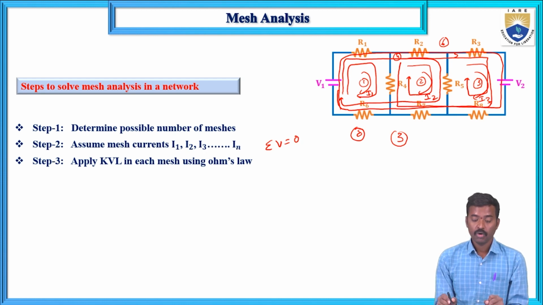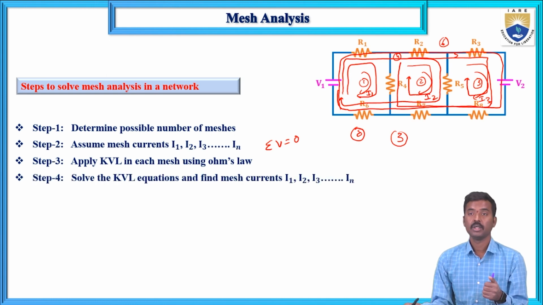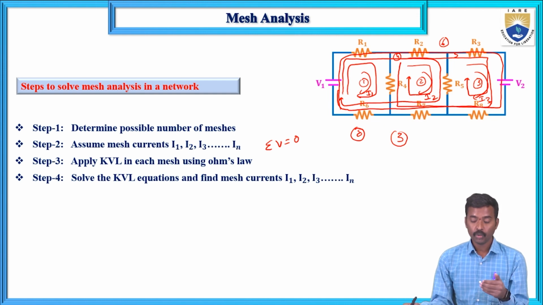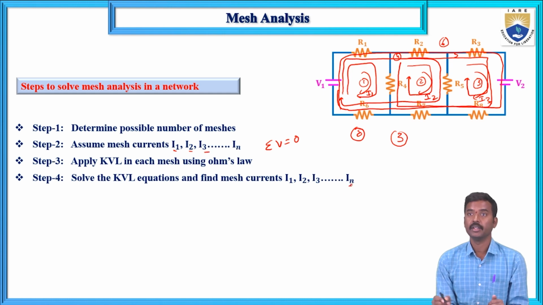Next step. After applying KVL in each mesh, you will get mesh equations, KVL equations. Solve those KVL equations, mesh equations, using Cramer's method or the inverse matrix method. You will get the mesh currents, I1, I2, I3 till IN. So these are the mesh currents. Our aim is to determine the current flowing through each resistor.